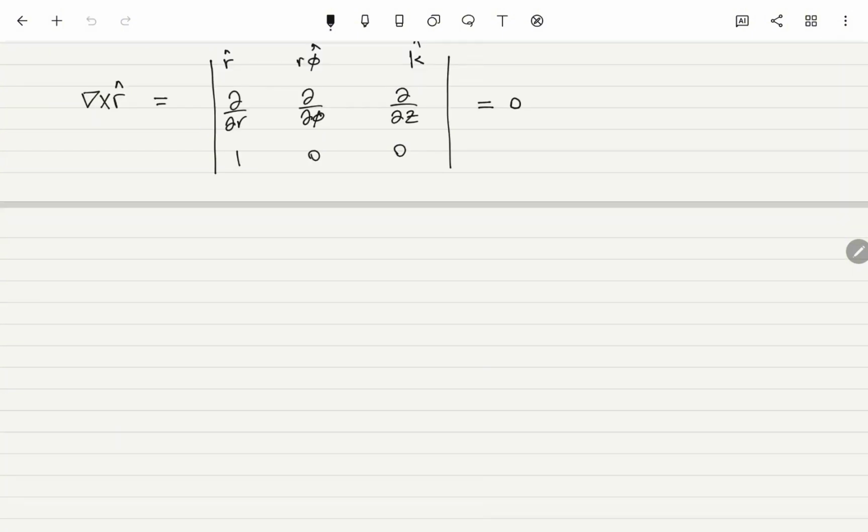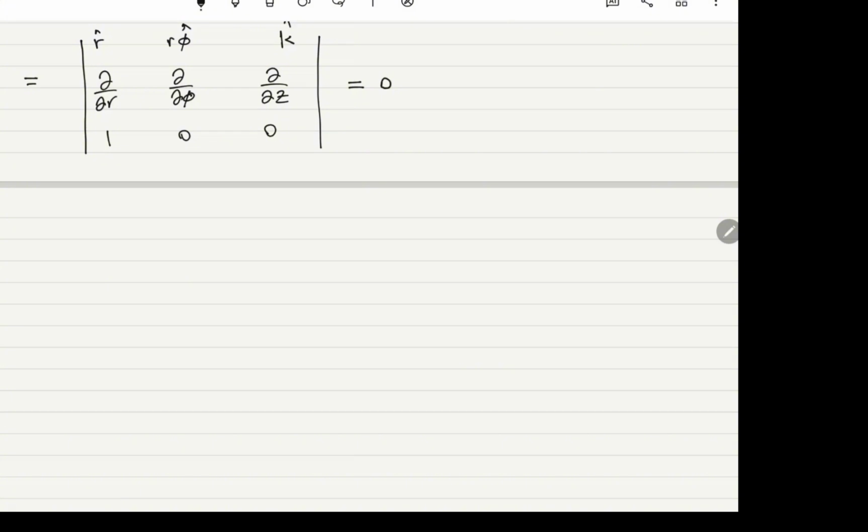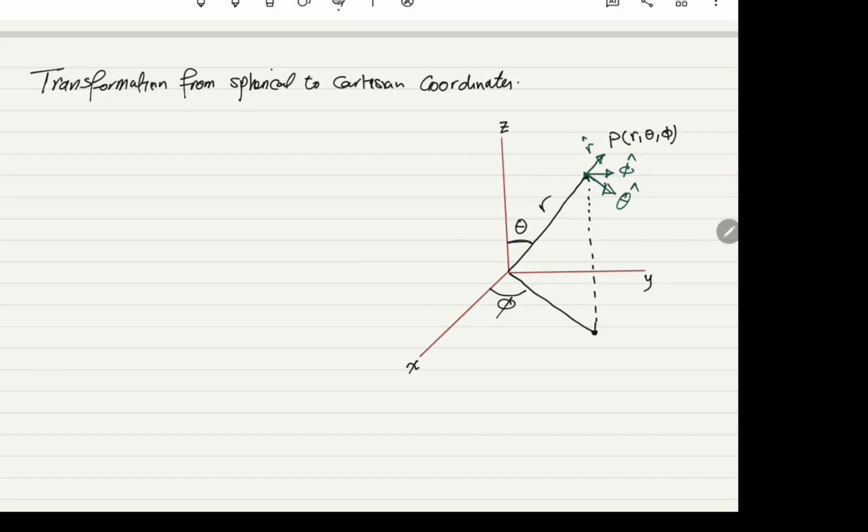It's very important to understand how to transform from one coordinate system to another depending on the problem itself. Sometimes you want to transform from spherical to Cartesian, Cartesian to spherical, Cartesian to cylindrical, and so on. So let's learn how to transform from spherical to Cartesian coordinates. Back to the spherical coordinates figure, this one right here.